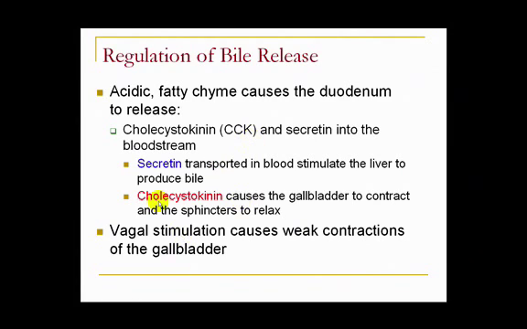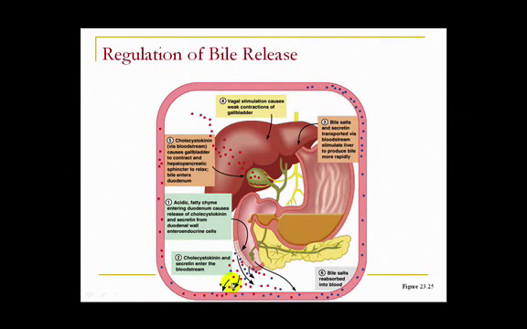So the stimulus for bile production and release is the chyme entering into the duodenum, and then you release these hormones. The other thing is the vagus nerve, which is parasympathetic, can also cause contractions of the gallbladder. So that's what this picture is showing. Basically, chyme from the stomach gets dumped into the duodenum, and those enterocells of the duodenum will release their hormones, cholecystokinin and secretin. Secretin will work on the liver and cause it to produce more bile. And then the cholecystokinin will cause the gallbladder to contract and release the bile into the duodenum. Also, the vagus nerve, which is parasympathetic, can cause contractions of the gallbladder.